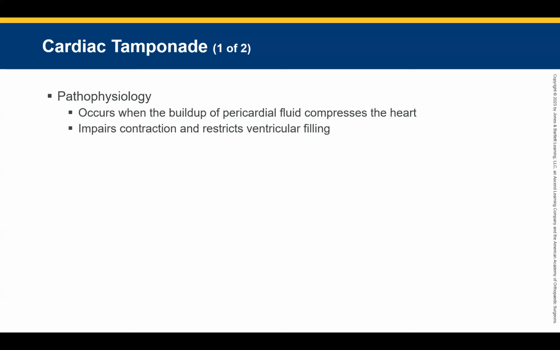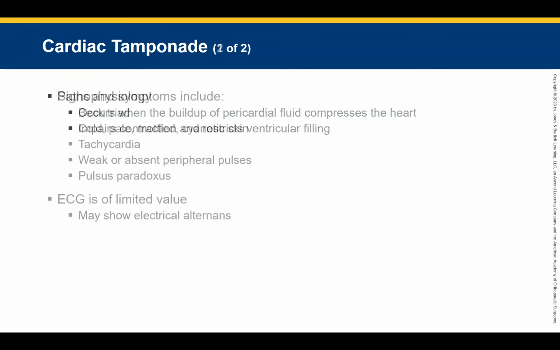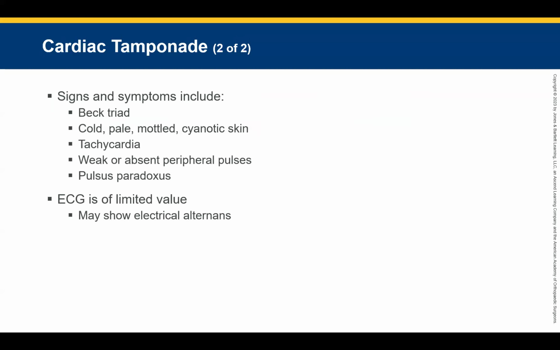So tamponade occurs when the buildup of pericardial fluid compresses the heart in that pericardial sac. I showed you the video on that. You get symptoms: Beck's triad, cold, pale, mottled skin, tachycardia, weak or absent pulses, and pulsus paradoxus. What's Beck's triad? You guys remember?